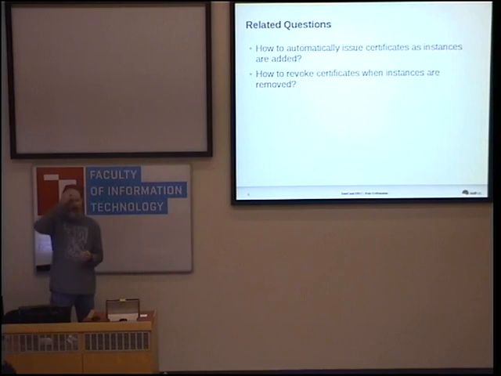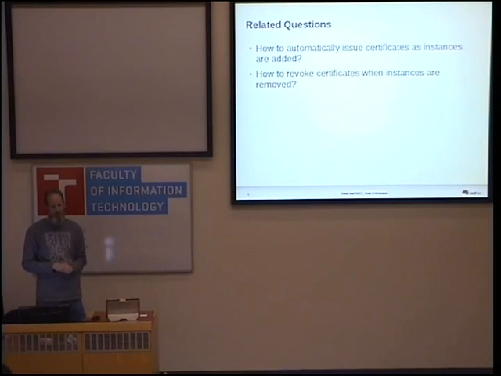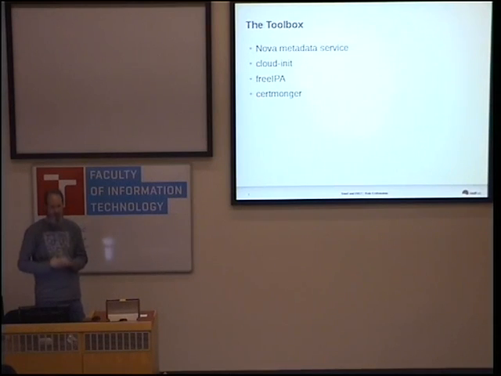So these are the two questions I had to answer: how do we automatically issue the certs? We need a CA, obviously. And instances in OpenStack don't last very long, typically, right? So when they go away, we want their certs revoked, not just deleted, because we don't know what happened to them in the meantime. We want them gone, so that with OCSP or CRLs they shouldn't be usable anymore. So these are the tools I had: the Nova metadata service, cloud-init, FreeIPA, and Certmonger. Let me go into each of those.